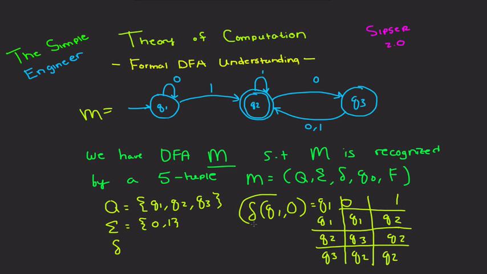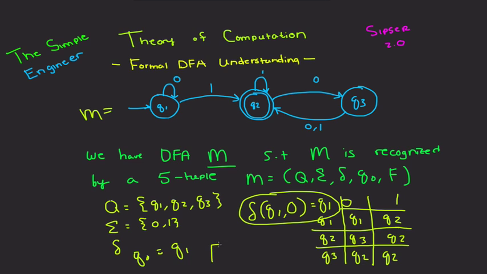This is the mathematical representation of that description. The next thing we have is Q0, right? And Q0 is the start state. And as you see here, we have an arrow pointing to Q1. So our Q0 would equal Q1.